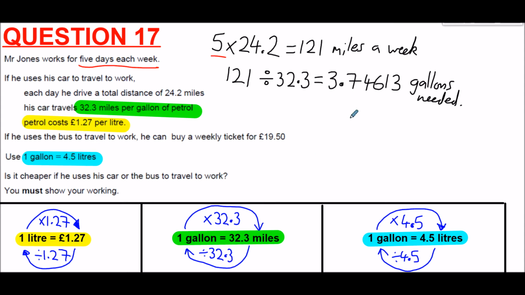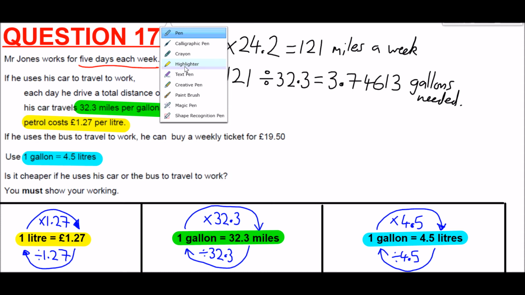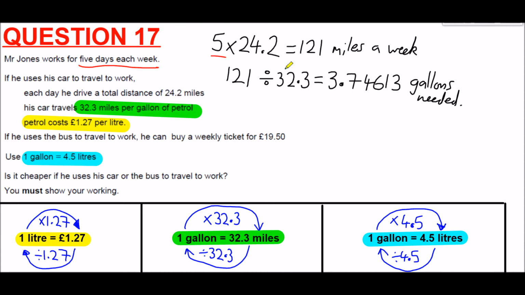But obviously, in this country, we normally pay per litre. In America, it's by gallon, or so I hear. So 3.74613 gallons, how can we change that to litres? We're going to use this conversion here at the bottom. So before we used a gallons to miles conversion, which was this one. Now what we need to do is change from gallons to litres. Now from gallons to litres, we multiply the gallon number by 4.5.